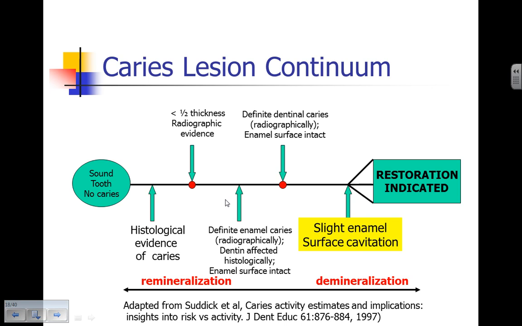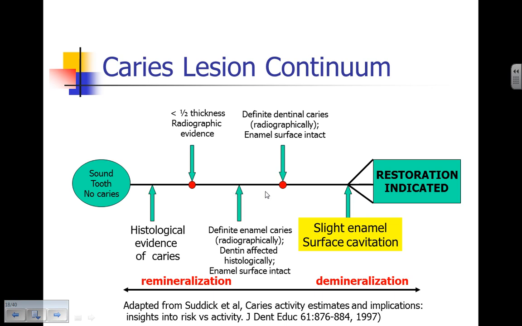In fact, if we were to section the tooth, we'd see that the dentin's been affected histologically. The enamel surface is still intact. We may see discoloration, some white opacity, some white spot lesions, but there's definite enamel caries. The leading edge of the bacteria that have penetrated and made the enamel porous are now penetrating histologically into the dentin at the DEJ.